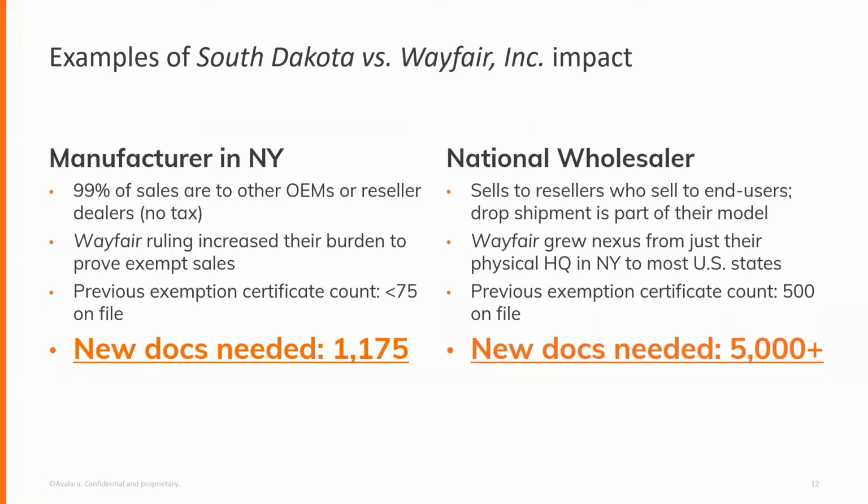And then another company, a national wholesaler who used drop shipments, went from needing only about 500 documents to needing more than 5,000. Through economic nexus, managing these documents quickly became an impossible task, because they didn't have teams of people to keep up with this. This is something we help businesses navigate: figuring out whether you are impacted by the economic nexus changes, and if so, what your document management looks like. What do you need to do to collect these exemption certificates so that if and when you get registered or an audit happens, you are covered?